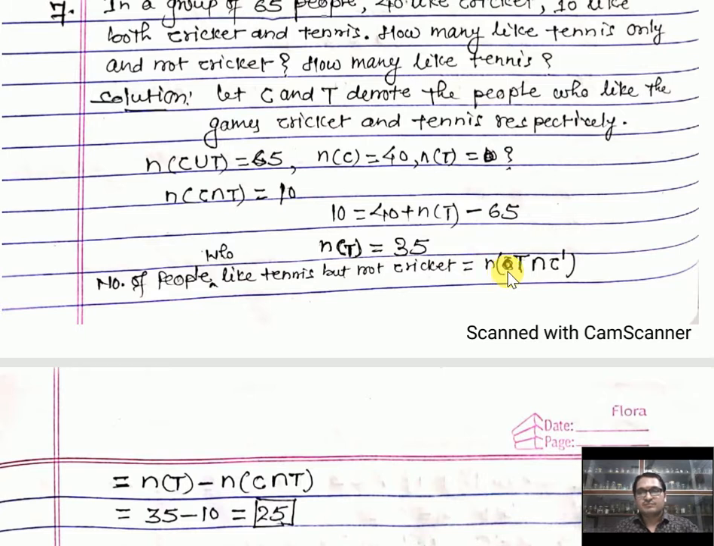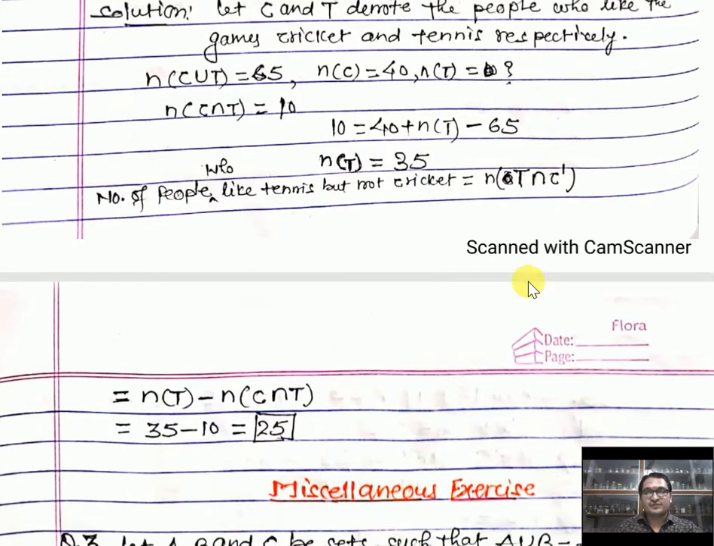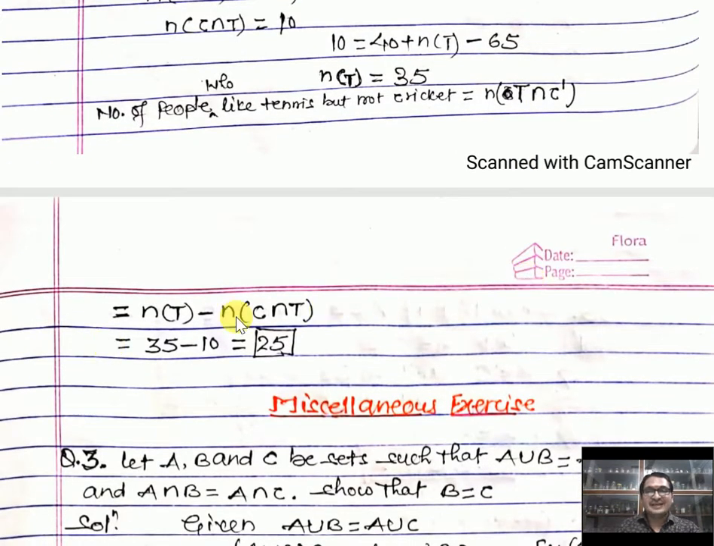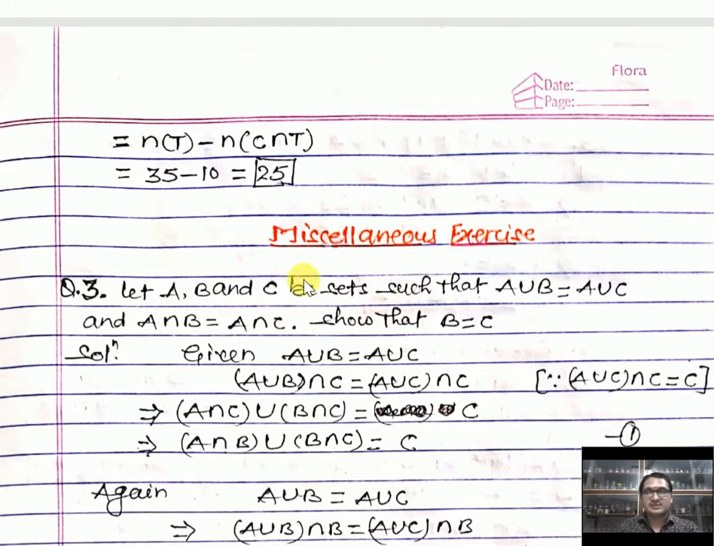Now you have to find the number of people who like tennis but not cricket. Not cricket means T intersection complement of C. That will be n(T) minus n(C intersection T). This is the formula. Apply the formula and you will get the answer.